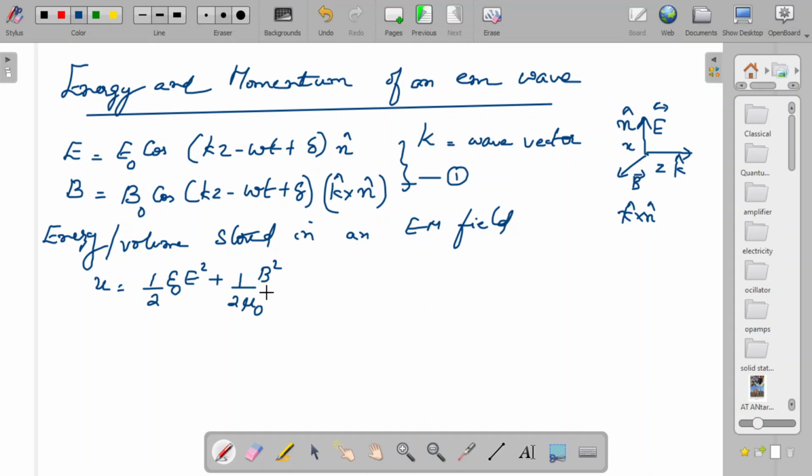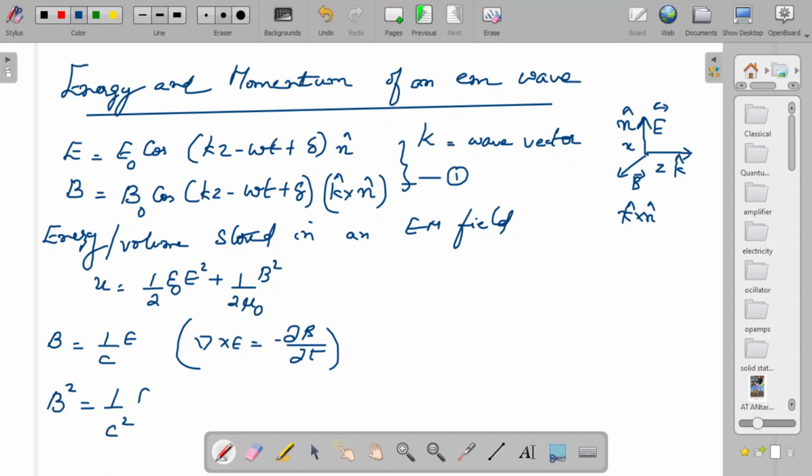Now we had proved in the previous class that numerically this magnetic field B is 1 by c into E. I hope you remember that we derived this from the relation del cross E is minus dou B by dou t. By applying this, we finally arrived at the relation that B is 1 by c times E. So I can obviously say B square is equal to 1 by c square into E square.